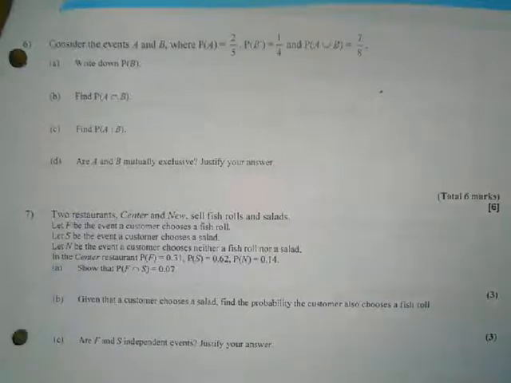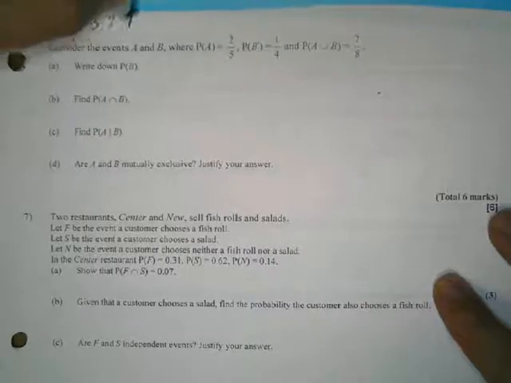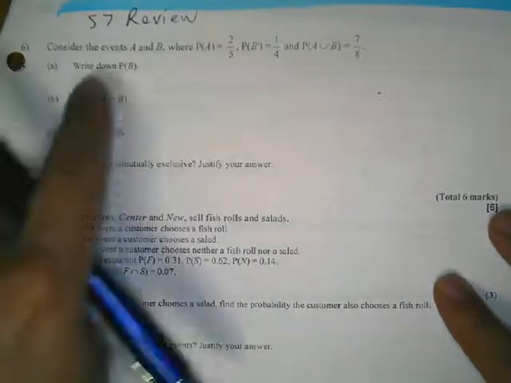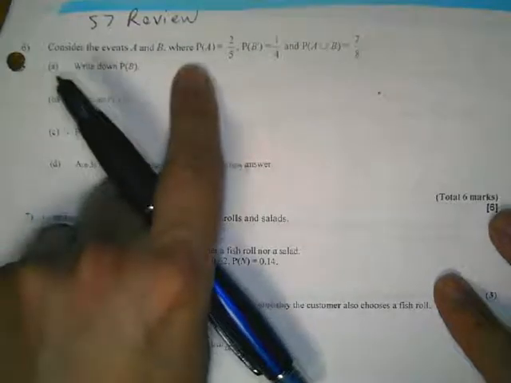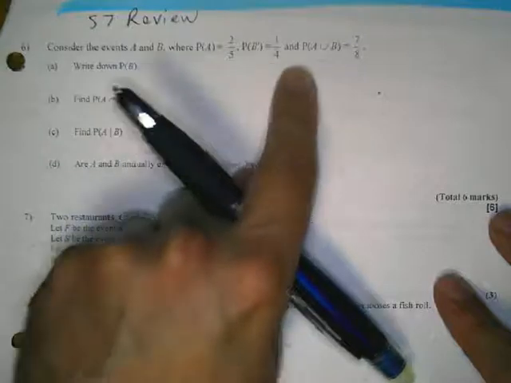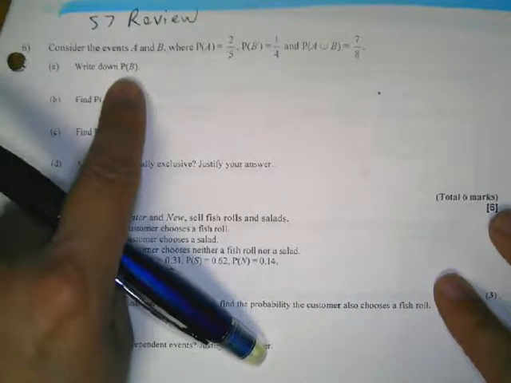Okay, we're going to continue working on the S7 review packet on question number 6. Consider events A and B. The probability of A is 2/5, B prime is 1/4. The union of A and B is 7/8. Write down the probability of B.